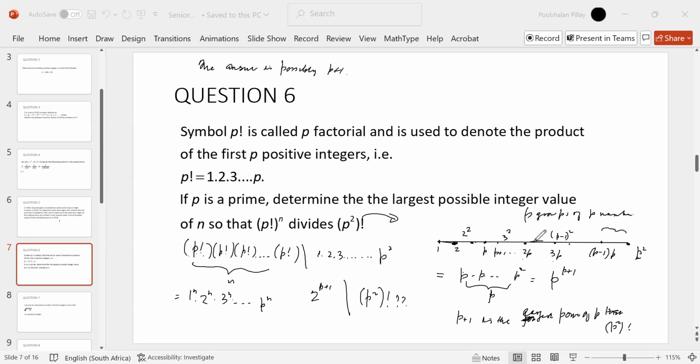The same thing with the 3. P occurs exactly p plus 1 times, but 2 occurs at least that many times, because there are many other 2's here. So each of these occurs at least p plus 1 times. So therefore, we can say that the largest possible value is n.